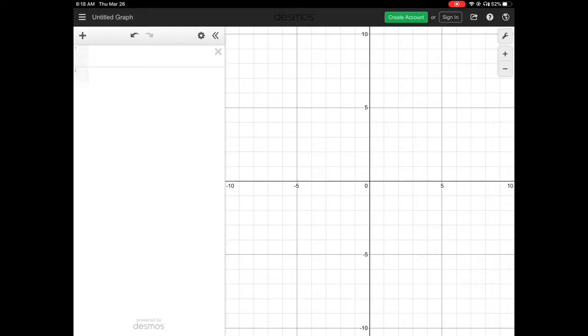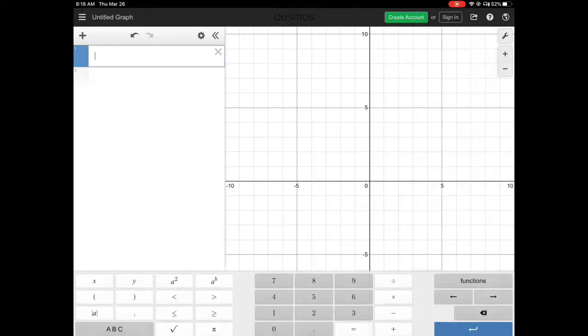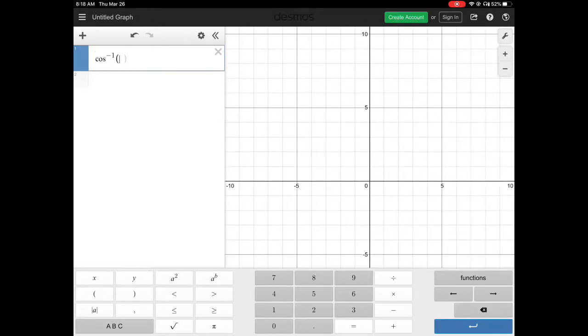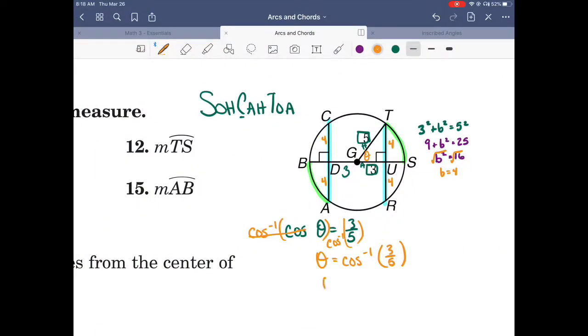Okay. And I need to make sure that I am in degrees. So I came over here to my little wrench and I'm in degrees. I go to my functions because I want cosine inverse and 3/5. Okay. Which tells me it is 53.13. Okay, so this one is 53.13. Thankfully, if this one is 53.13, so is AB, and I don't have to do any additional calculations.